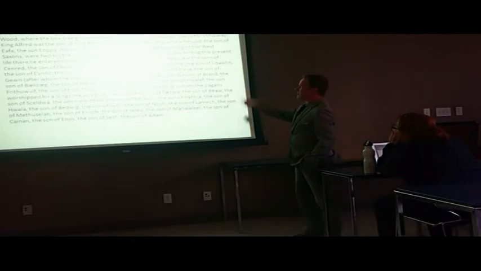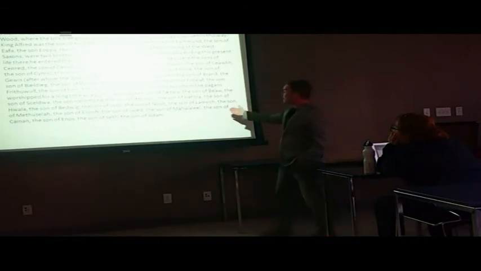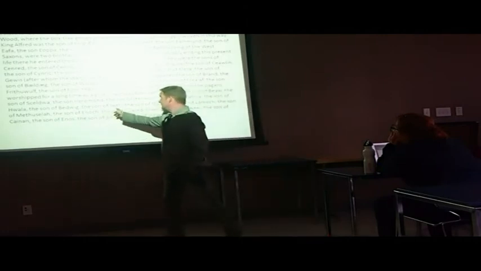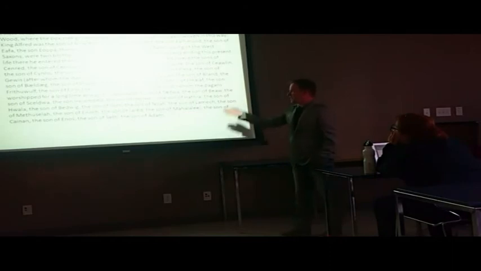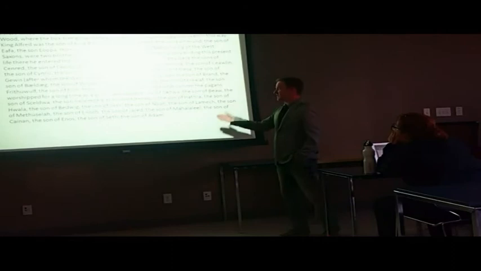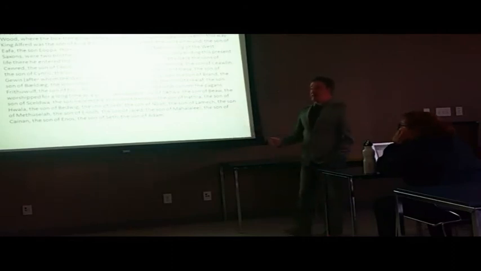Sons of Kenred, Kedwald, Cuthwain, and a whole bunch of Cuths. Right, all the way back to, we get to Seth, the son of Noah, son of Lamech, son of Methuselah, son of Enoch, son of Jared, son of Mahalaleel, son of Cainan, son of Enos, son of Seth, son of Adam.